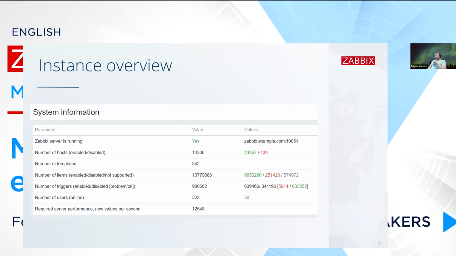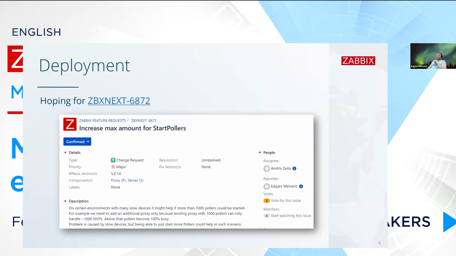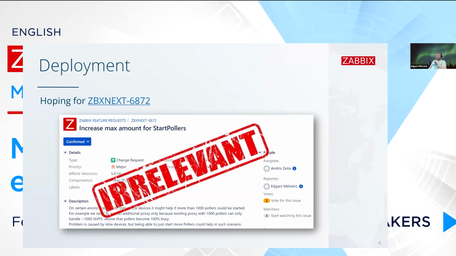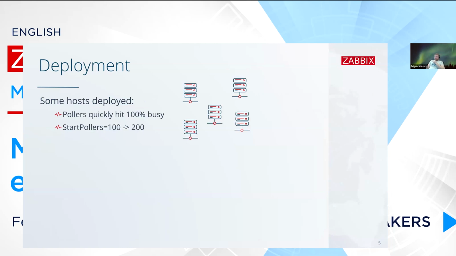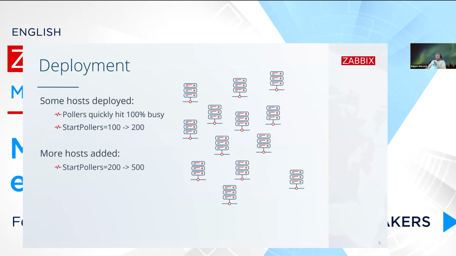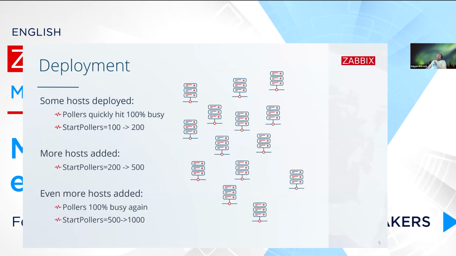So I had an idea at the time: we should just start more pollers. 1,000 was the maximum, so let's start more. It would have helped, but luckily we introduced this new feature, and this is basically no longer required. So this probably will not get implemented, at least not for that reason. Here is the process that we went through. Considering how many hosts are monitored, I evaluated we should start some 100 pollers on the proxies. Add some hosts, add a bit more hosts, 100% busy. Start more. Again, add some more hosts and more, and again 100% busy.